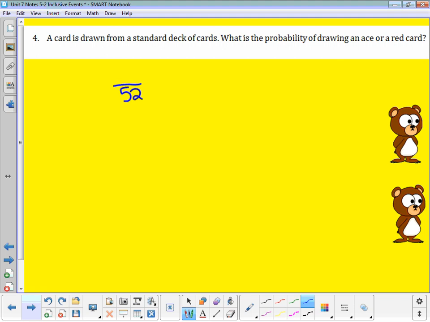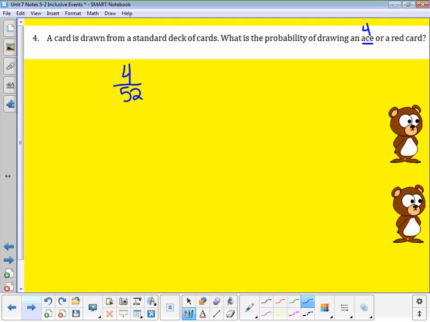So now I want to figure out first the probability of getting an ace. Well, I know there's 4 aces. There's ace of spades, ace of clubs, ace of hearts, ace of diamonds. So the probability of getting an ace is 4 out of 52.